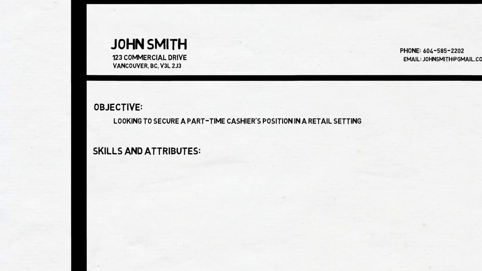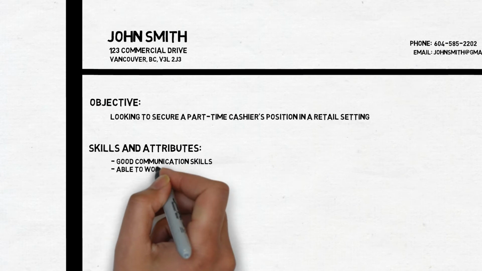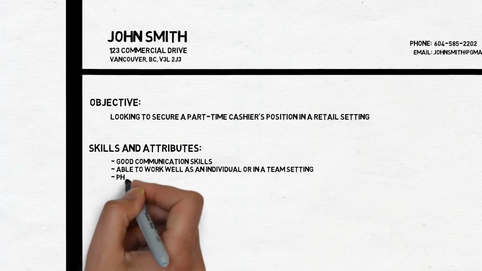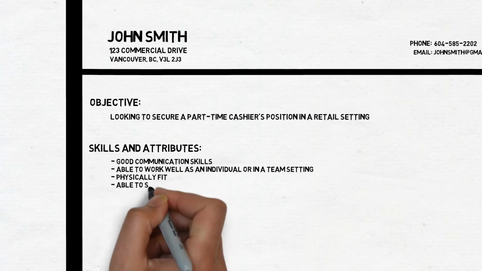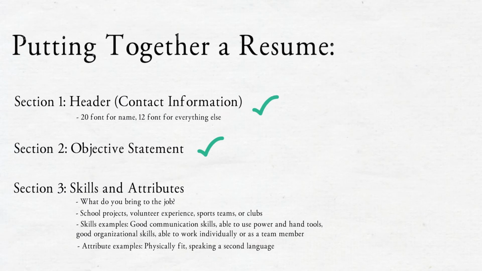To list your skills and attributes, start by going down 2 lines after your objective statement and write the words skills and attributes with a colon. Go to the next line and put in a bullet and then write one of your skills. Keep repeating this process until you've listed all of your skills and attributes.